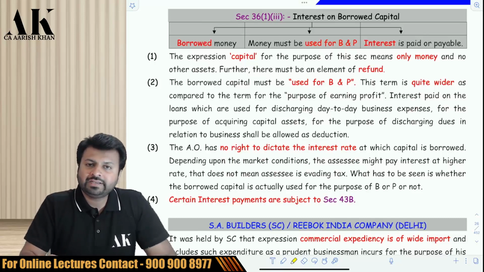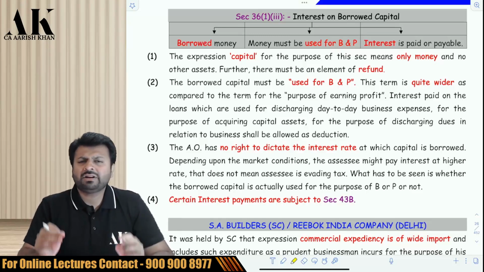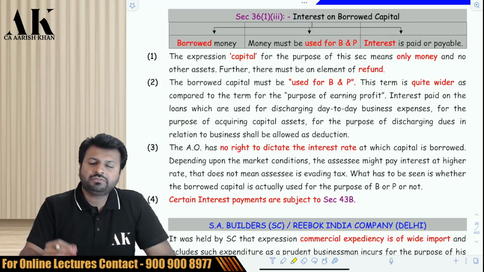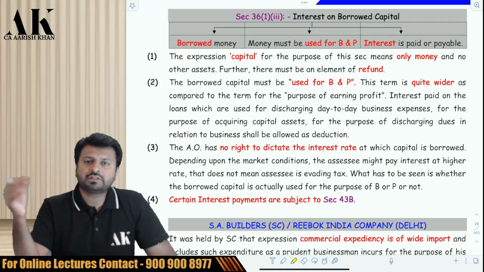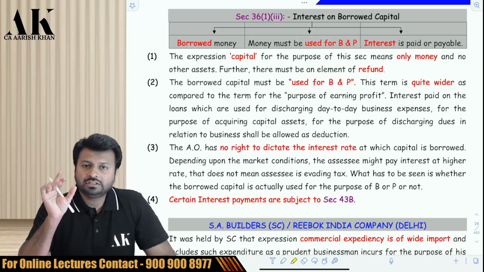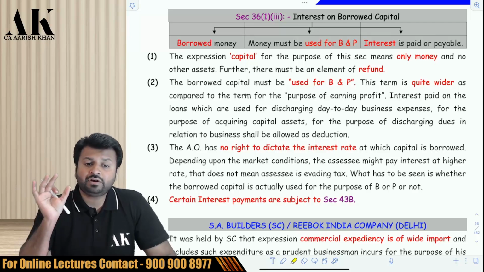Next, 36(1)(3), interest on borrowed capital. This is one of the most common sections that every business has. This is one of the most common deductions that every business needs. Interest on borrowed capital. So if you borrow money, and that money is used for the purpose of business and profession, and you pay interest on that, you will get a deduction. Capital means money, nothing else. There has to be an element of refund on that.